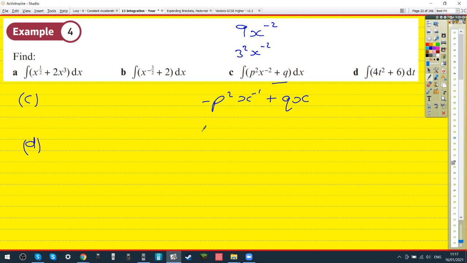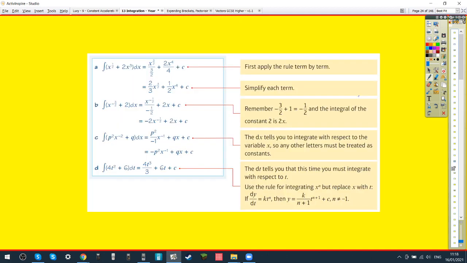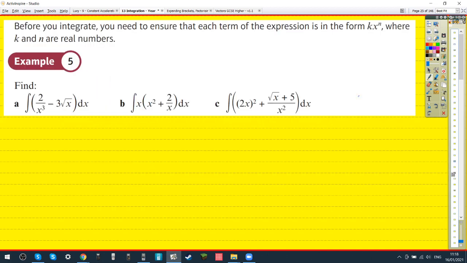So it'd be 4 over 3t, and then cubed. Plus 6x. Not x, t, because it's now with respect to t. And plus c. Great. That's it.